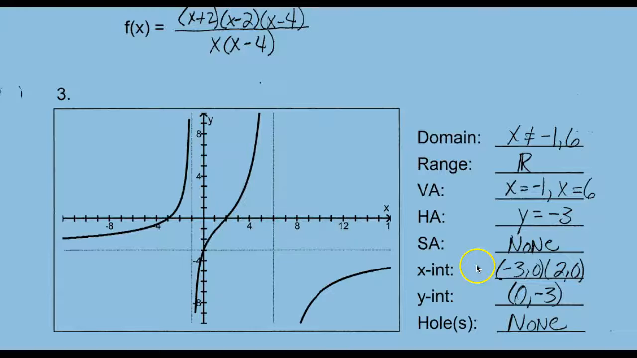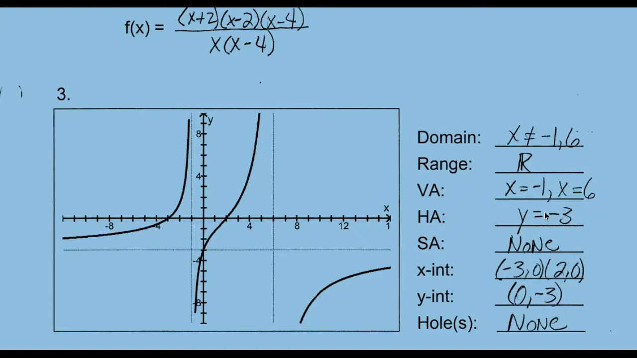Okay, next example. Once again, domain: -1 and 6 are my two values that I don't have. Those are vertical asymptotes, so I have those items there. My range is all reals because this middle one takes up everything. Slant asymptote, there's none. X-intercepts, (-3, 0) and (2, 0). That would be that one right there. And my y-intercept would be (0, -3). Holes, none. So if I want to deal with the horizontal asymptote here, that's y equal to -3.